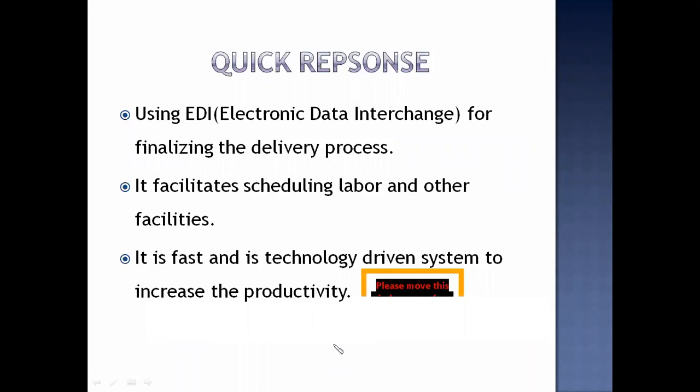Now, the remaining modern inventory control techniques. Among that, the next one is quick response. What is this quick response? You know the meaning of this term response. Quick response means faster responding. Here, they are using electronic data interchange. That is, electronic data interchange means basically they are using information technology. Using IT, they are finalizing the delivery process. This facilitates scheduling, labor, and other facilities. It is quite fast and is a technology-driven system to increase the productivity.